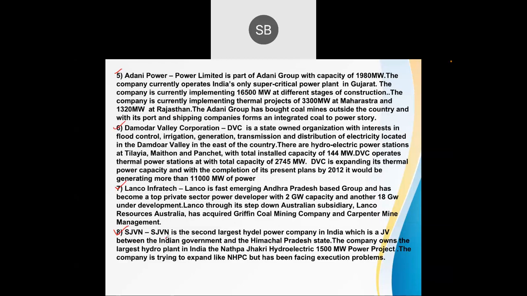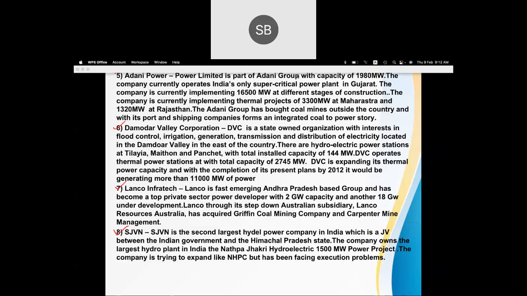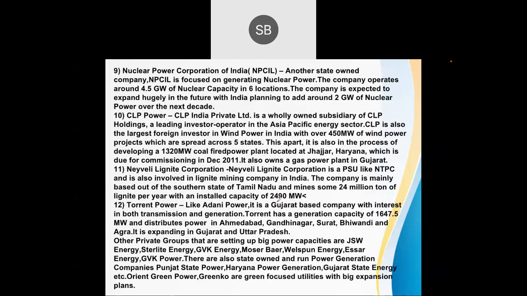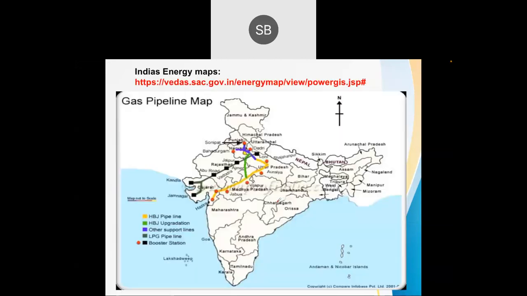Examples are Adani Power, Damodar Valley Corporation, Nalco Infratech, SJVN. These are some of the private companies which generate electricity using the gas turbine power plant. These are other different sectors, private sectors.